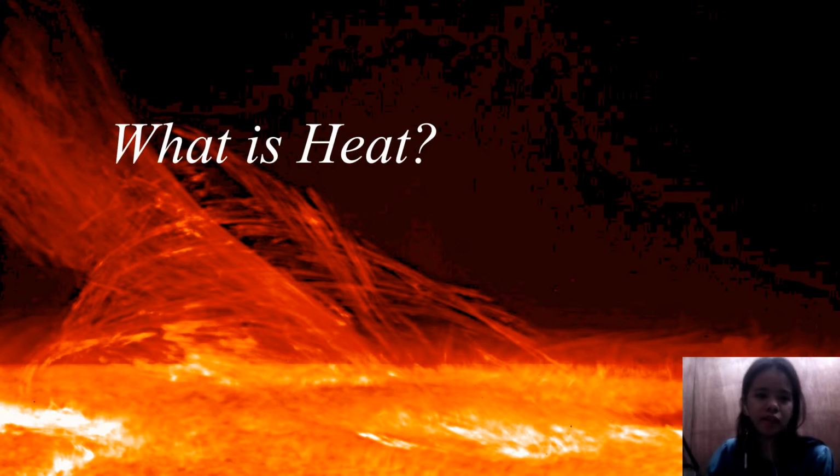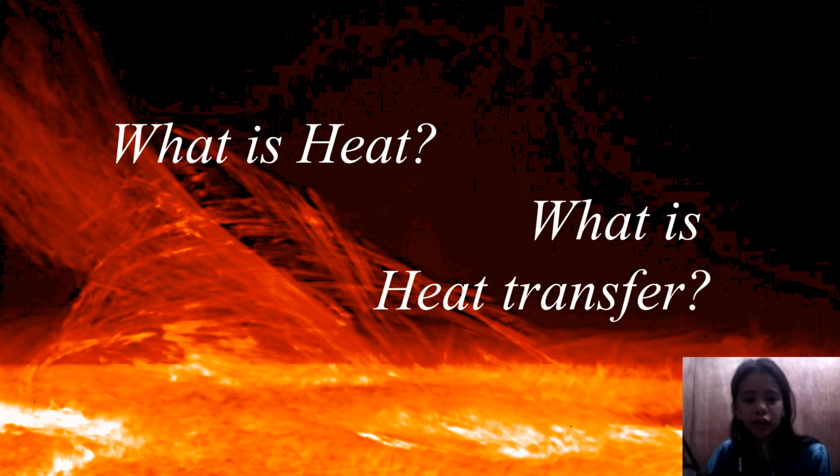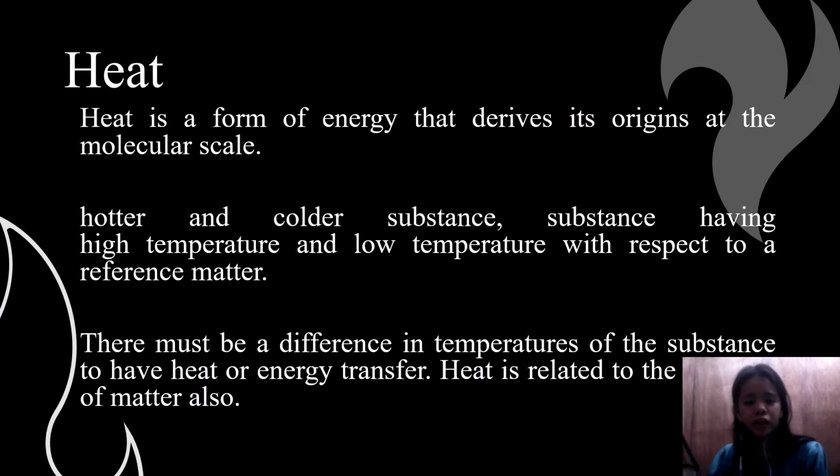So what is heat? What is heat transfer? Well, heat is a form of energy which is called thermal energy, while heat transfer happens because of a temperature difference. Heat is a form of energy that derives its origin at the molecular scale. Hotter and colder substances have high temperature or low temperature with respect to a reference matter. There must be a difference in temperature of the substance to have heat and energy transfer.